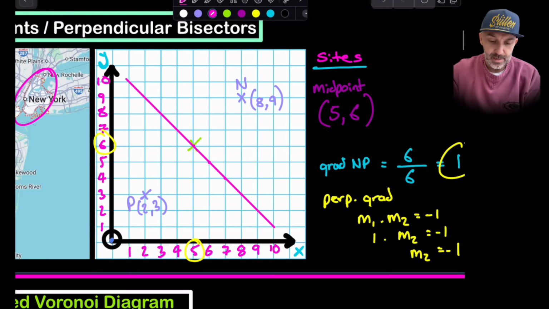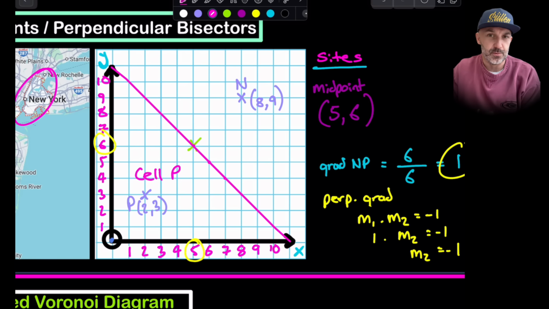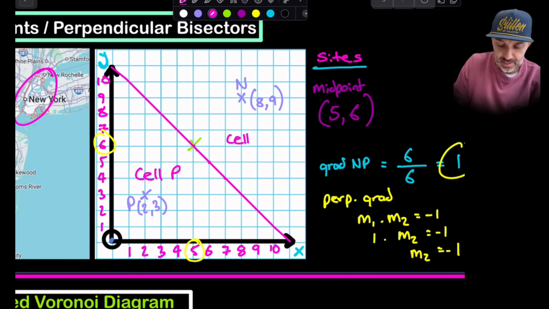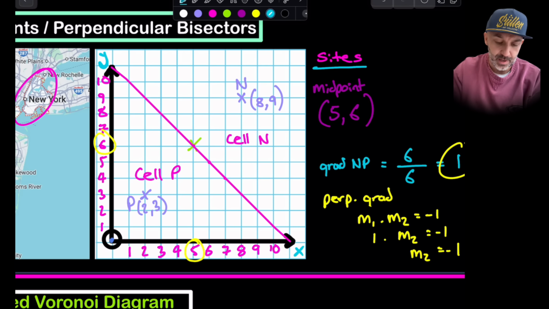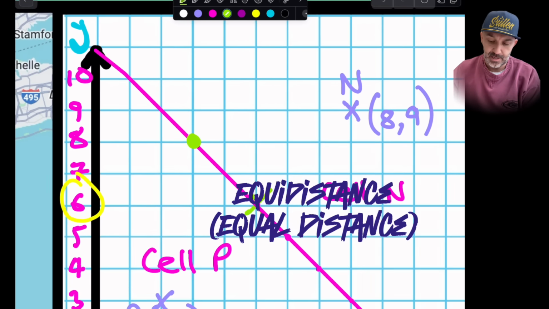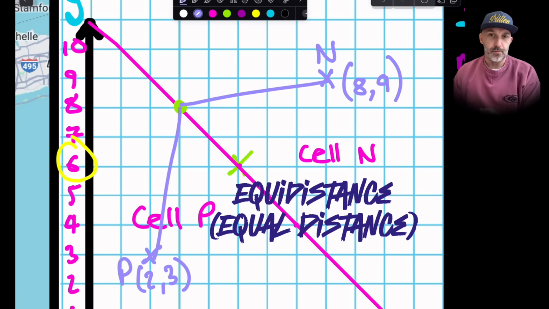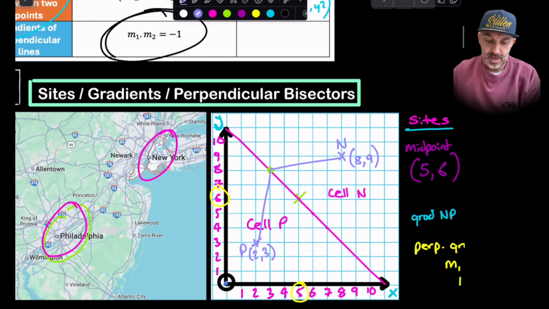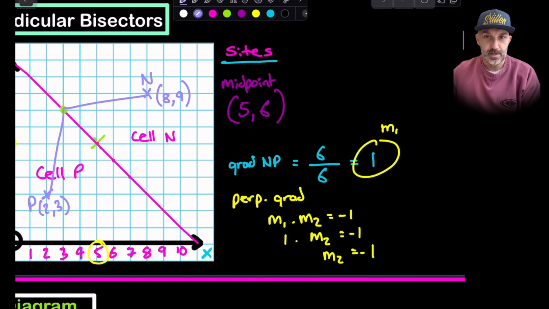But what does that mean? Well, if it gets more complicated, it's going to section the graph up into more sections. But right now, what we've got in front of us is some cells. We have cell P, which is all the points that are closest to site P, and then we have cell N, which is all the points closest to site N. Now, if you are standing on that line, let's say somewhere here, you are equidistant from P and N. That word equidistant is because you are the same distance away from both the sites. So we've covered a few things there: gradients, perpendicular lines, equidistance, and I've shown you how we can calculate the perpendicular gradient if needs be.